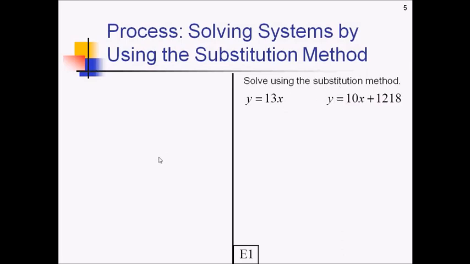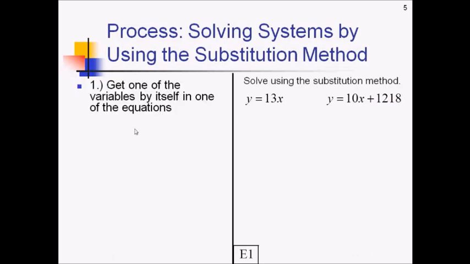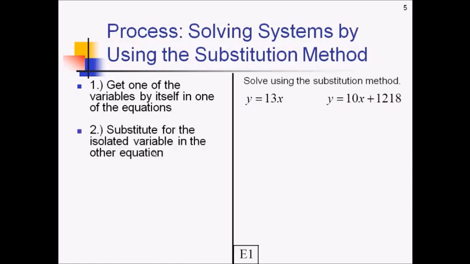So instead, we're going to solve this algebraically using the substitution method. The first step, if it hasn't already been done for you, is you need to get one of the variables all by itself in one of the equations. Looking at our equations, we have y all by itself in not one, but two equations. So they more than did our job for us on that first step, but it's not always done. Second step, once you've got that variable isolated, you have to substitute for that isolated variable in the other equation.